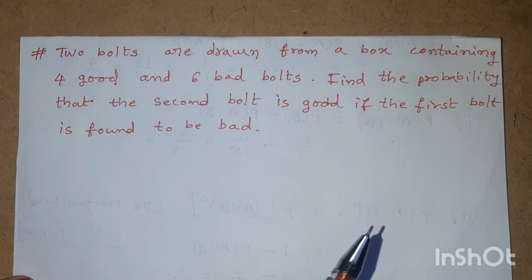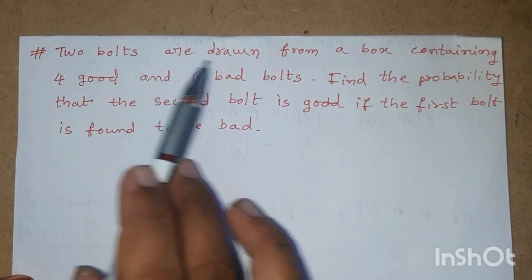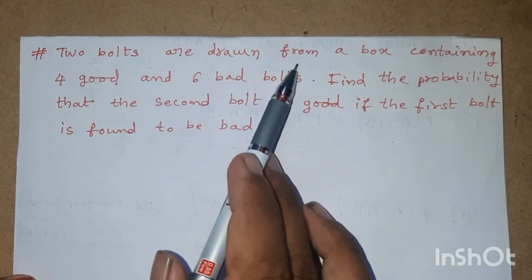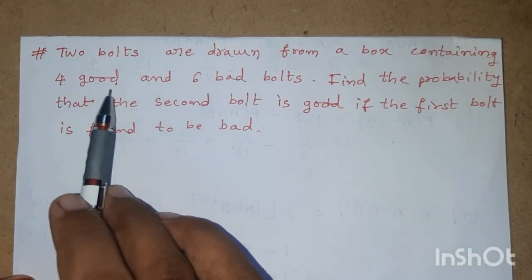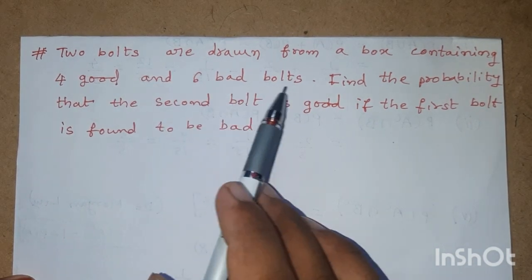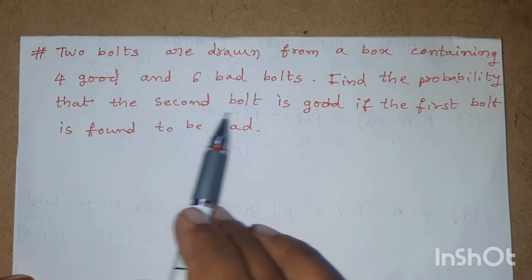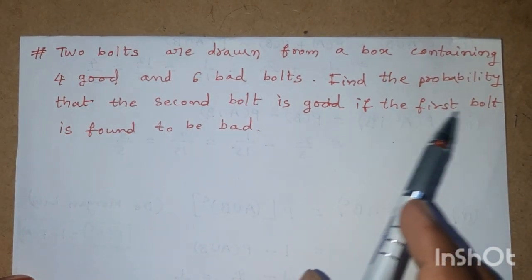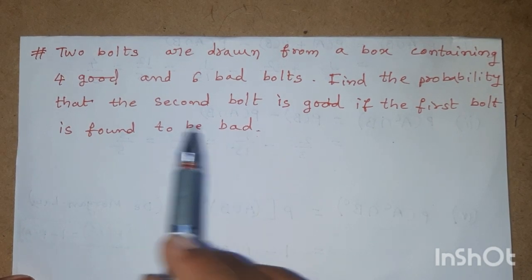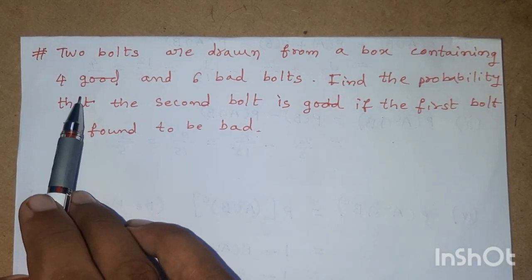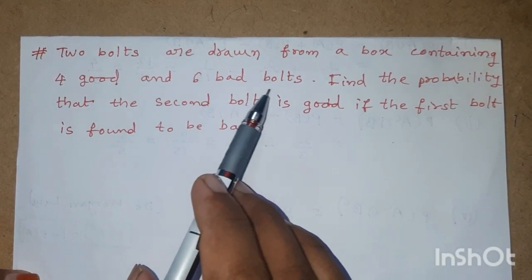Okay, today our problem is: two bolts are drawn from a box containing 4 good and 6 bad bolts. Find the probability that the second bolt is good if the first bolt is found to be bad. Okay, how many good bolts are there? There are 4 good and 6 bad bolts.